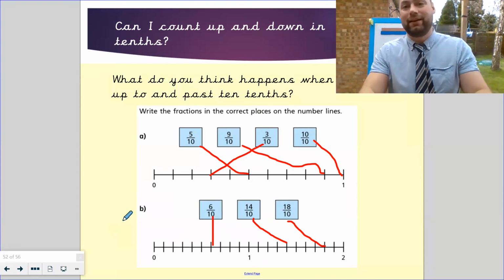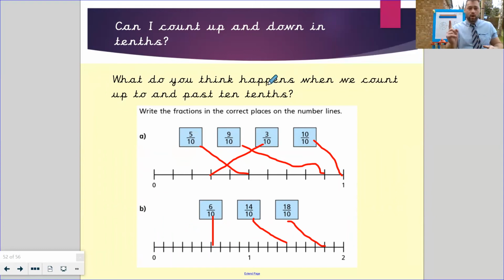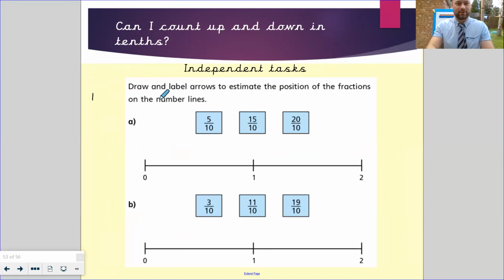And that's exactly what we've done here with the tenths. So 14 tenths tells us we've actually gone over 1 whole and we've gone into the next whole by 4. I hope that makes sense, guys, because now it's your independent tasks.